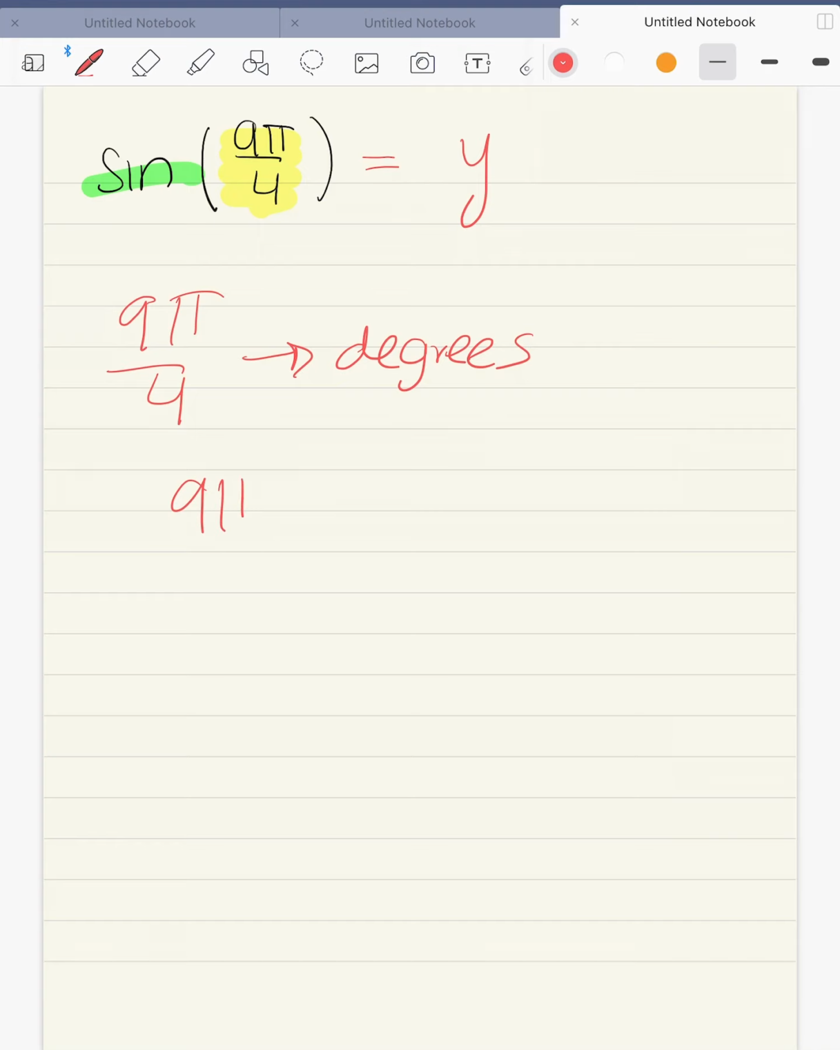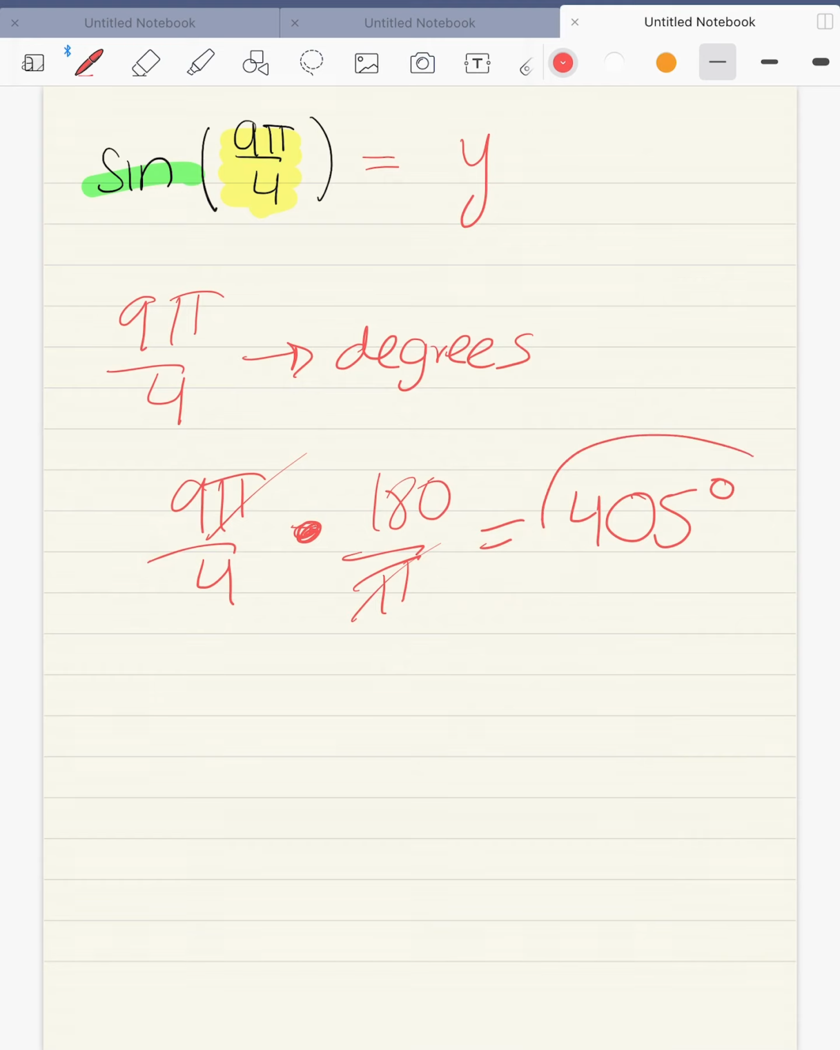And I can do 9 pi over 4 times 180 divided by pi. The pi's will cancel out. And then you can do 9 times 180 divided by 4. And you get 405 degrees. So 9 pi over 4 is the same thing as 405.